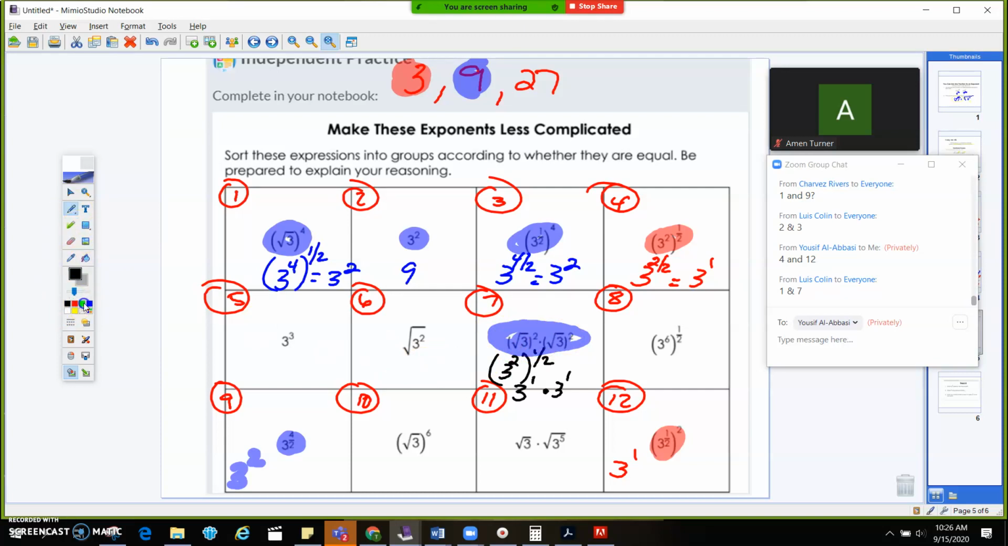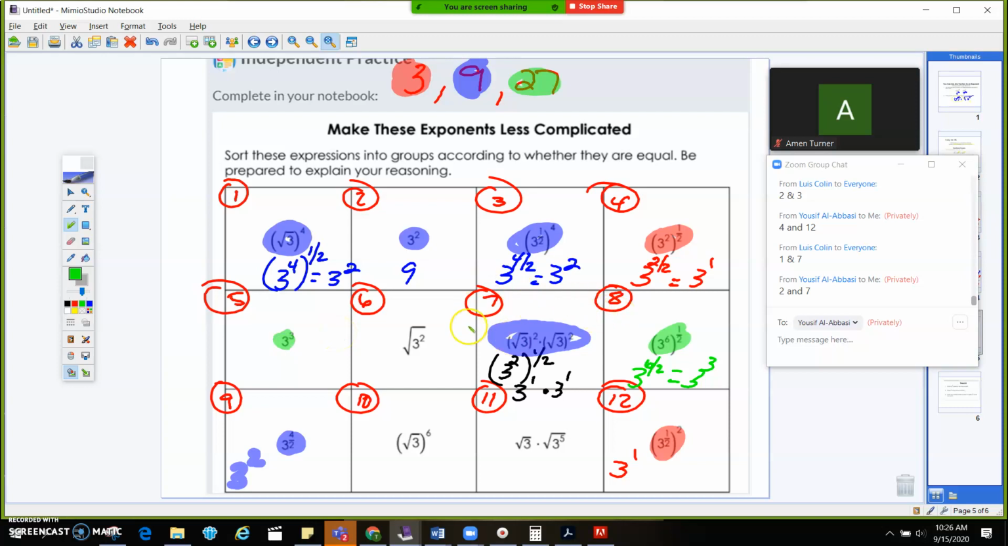What about 8? Well, we've got 3 to the 6th power raised to the 1/2 power. So if I multiply my exponents, that's going to be 3 raised to the 6 divided by 2. 6 divided by 2 is 3. Well, 3 to the 3rd power is kind of on its own. That's going to be 27, right? Which is the same thing as 5. Okay?